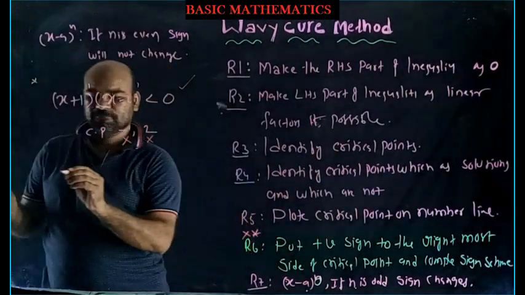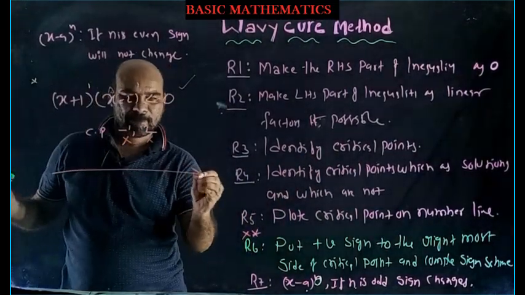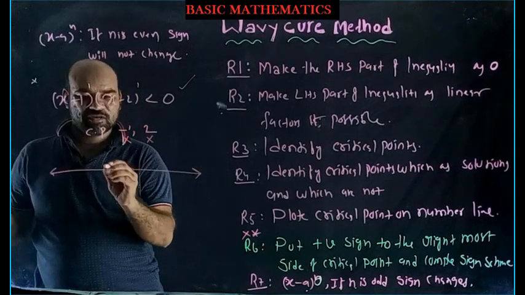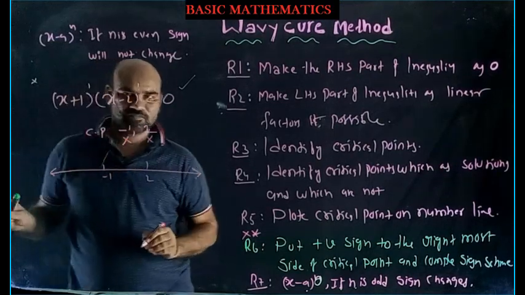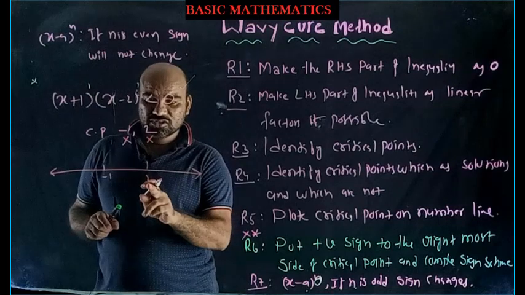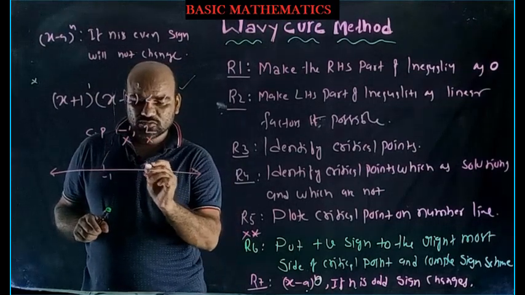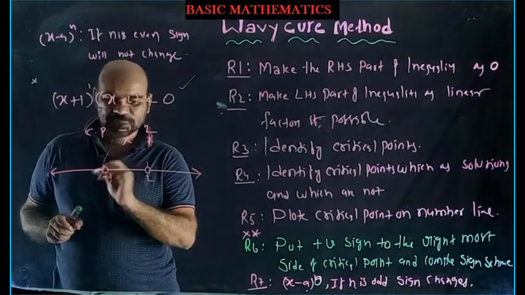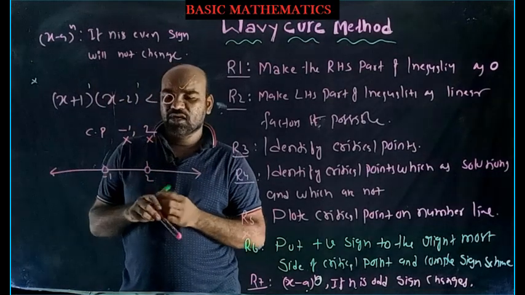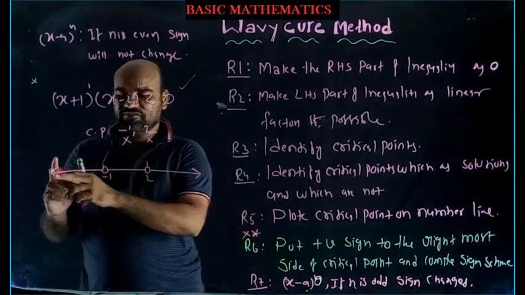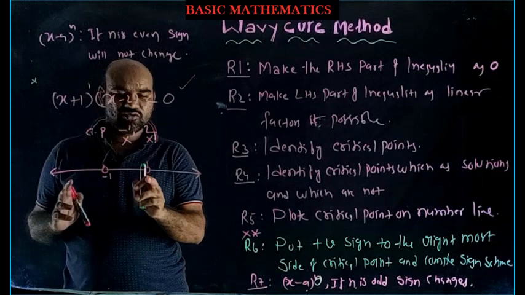Take a number line. Identify the critical points on the number line. Next, these two are not solutions, so mark them with open circles. Now the number line is divided into three pieces: minus infinity to minus 1, minus 1 to 2, and 2 to infinity.